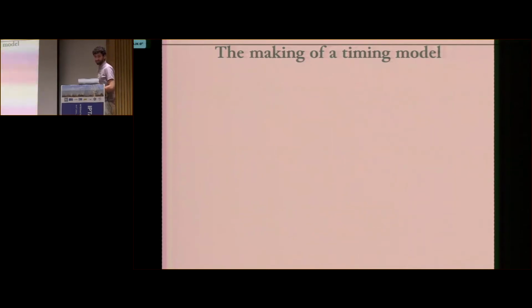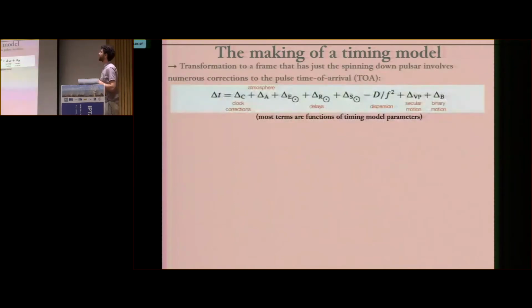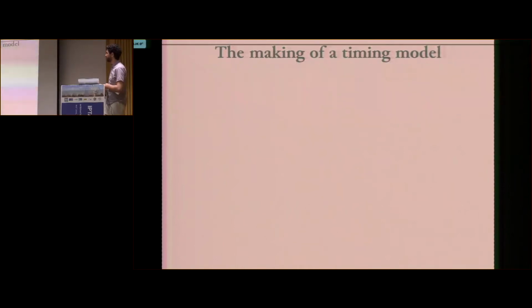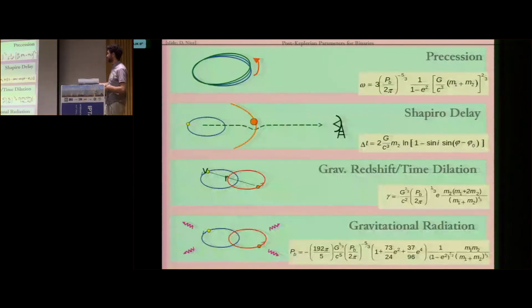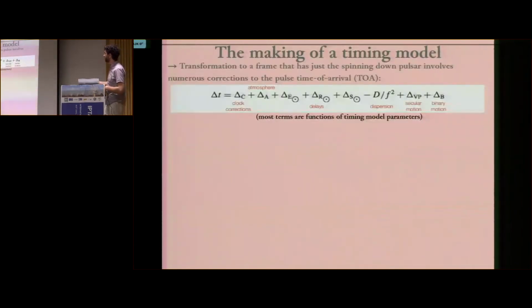All right, so the schematic of making a timing model, which again, the timing model is the description of how the neutron star rotates. We first make that transformation to a frame of reference which just has the time of arrival, just has the neutron star spinning in it with respect to the solar system barycenter observatory. So you make all these corrections. There are lots of delay terms, and most of these terms are functions of the timing model parameters. So all these other parameters and so on may be part of the function describing this delay term here, the binary motion.